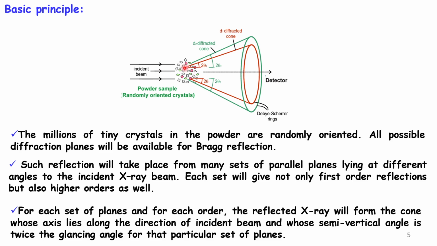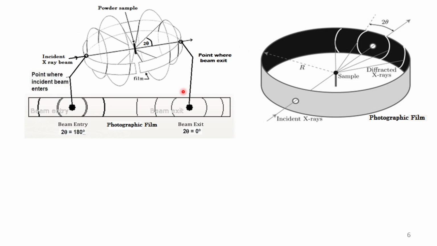Now see here, this is the vertex, and this is the semi-vertical axis. From the different sets of planes, there is the formation of different cones for the different orders. Here the value of the semi-vertical angle is twice the glancing angle. Here theta 1 and theta 2 are the two glancing angles of the incident X-ray beam.